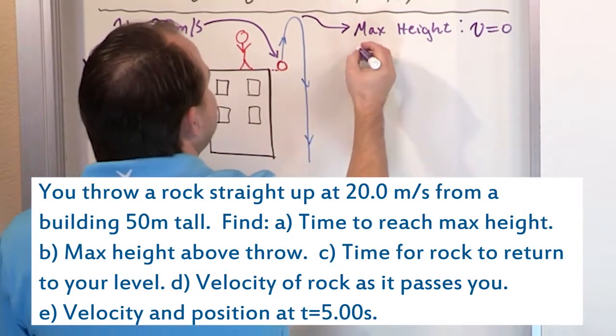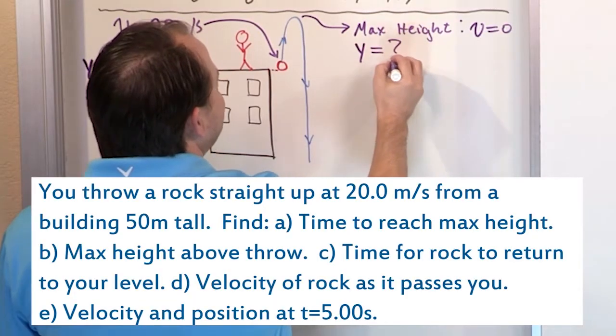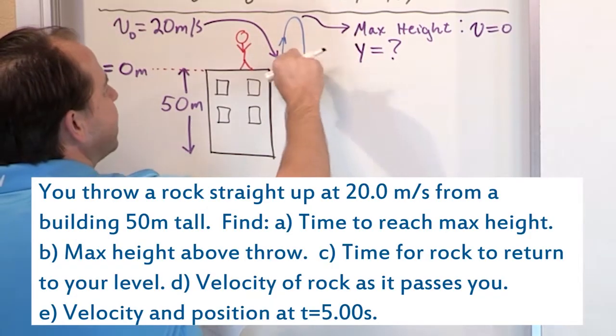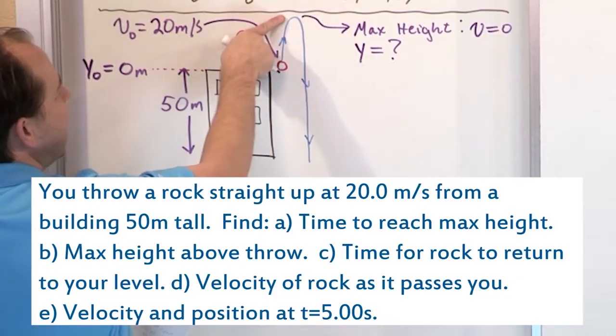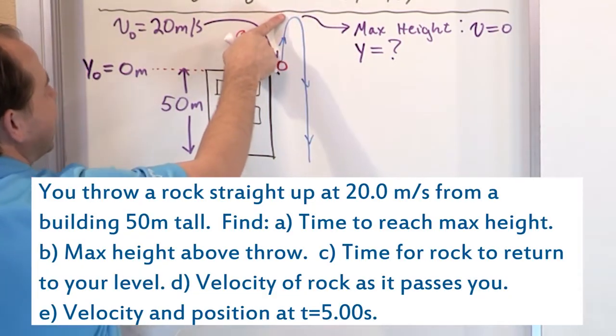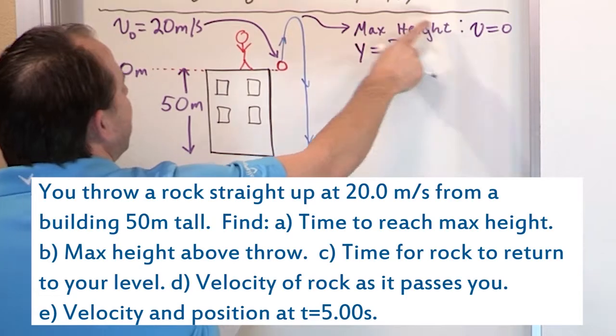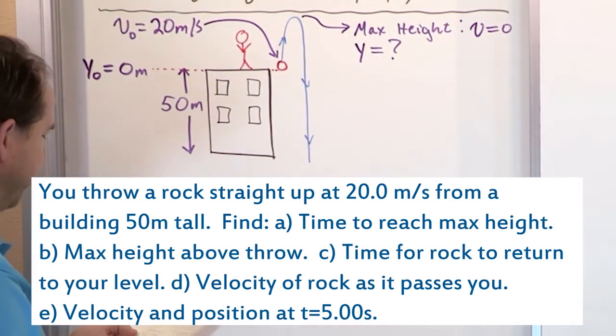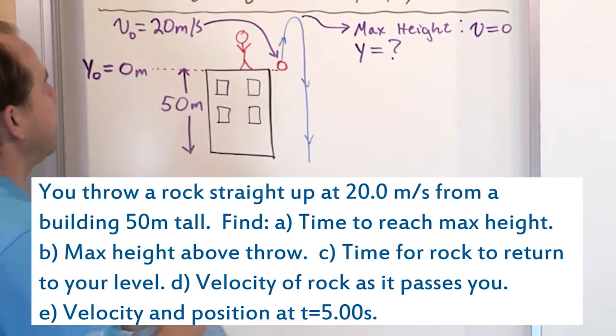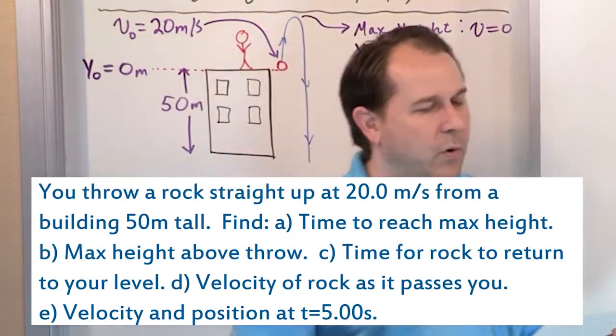And then, of course, at the very top, one of the questions we're asked for is what is the maximum height? So at the top of this is going to be a position called the max height. And then, of course, at that point, you have a velocity equal to 0. So I think we have pretty much everything written down. And now we're going to tackle one part at a time.